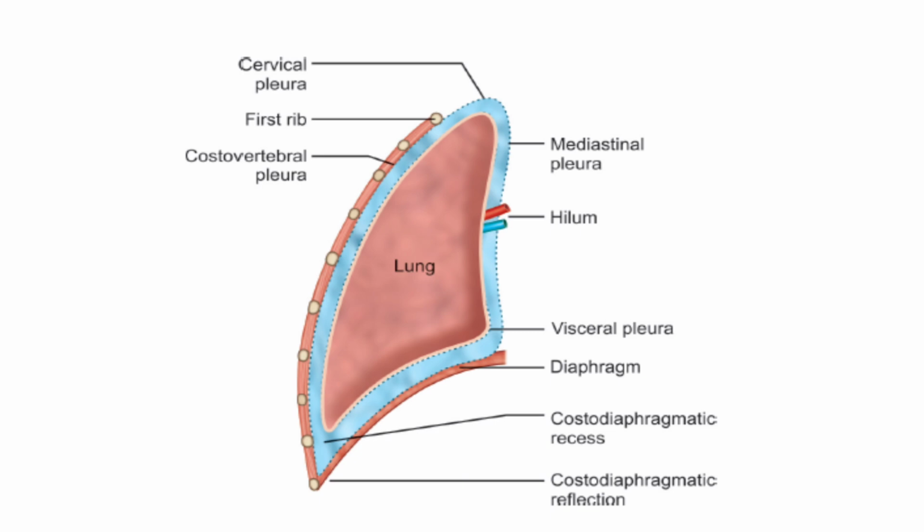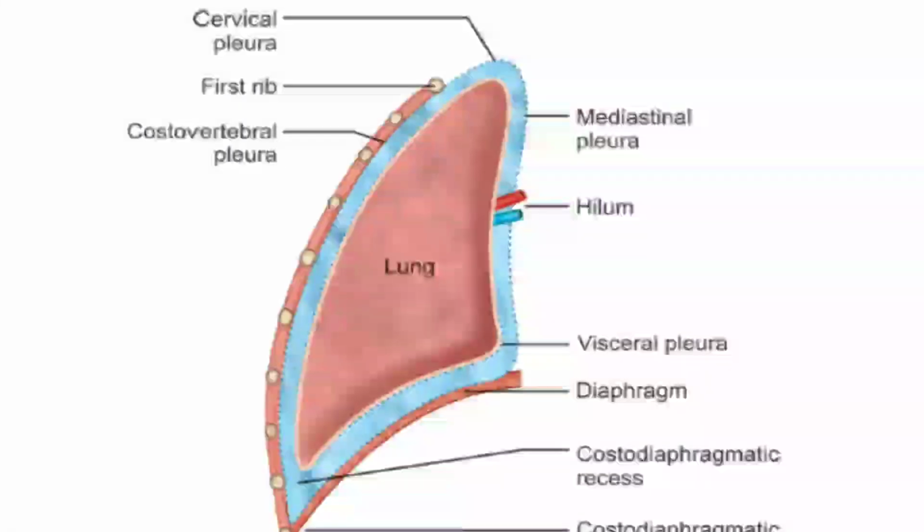So, what is the intrapleural space? It is the space between the two layers of pleura. We know that pleura has two layers. One is the visceral pleura, which is attached to the lung. Another is the parietal pleura, which is attached to the chest wall. The space in between the visceral pleura and the parietal pleura, this blue area, is the intrapleural space. And the pressure in this space is the intrapleural pressure.